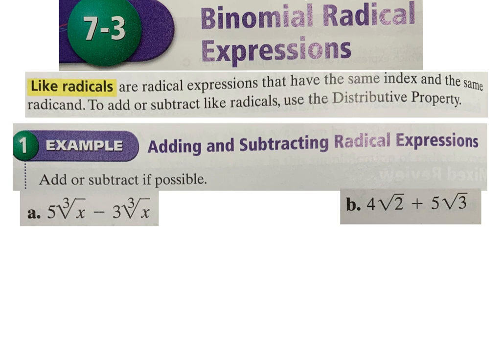So if you look at this first one, we have an index of 3 for both of these. Check. On the inside, we have an x. Done. Those are like radicals. So now I just have to add them. I have 5 of them minus 3 of them. So how many of them do I have? 2 of them. Make sure you write everything exactly the same.